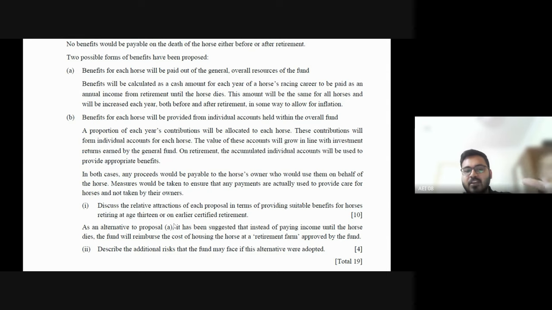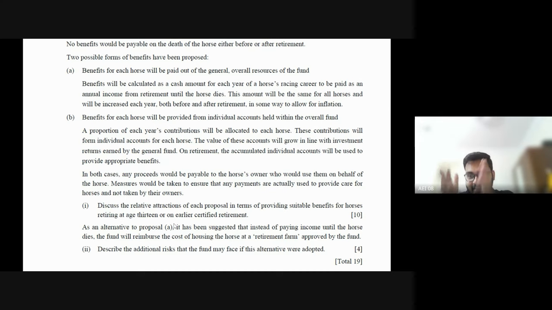Just a very few cleanup points. Do it after the class by yourself. Just remember a few things. Don't make it look super generic. We are not comparing DC versus DB. We are comparing scheme A versus scheme B. So have that at the back of your minds as well. Horses, payment to the individuals, contributions made to a separate fund, all of those things need to come out of your answer.